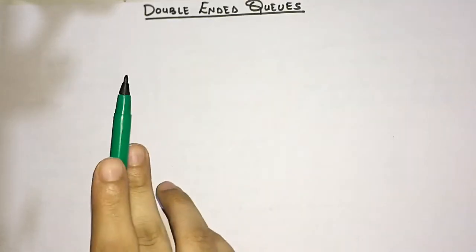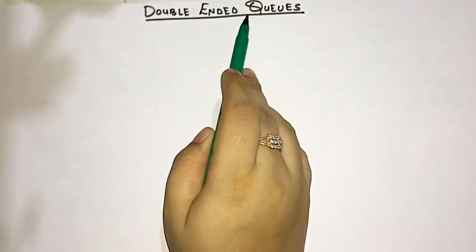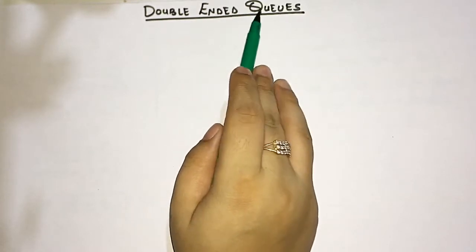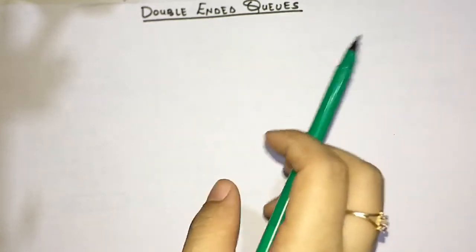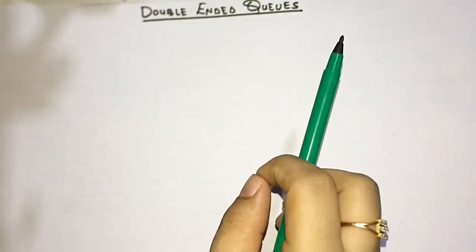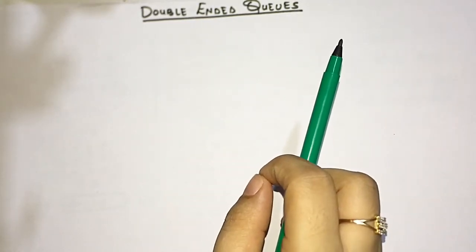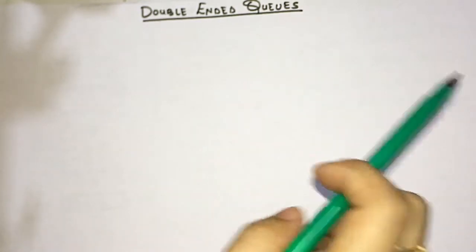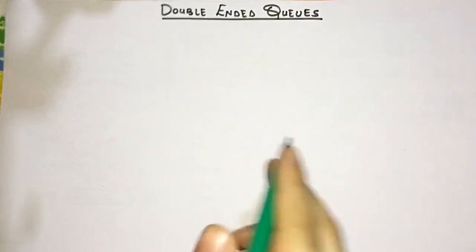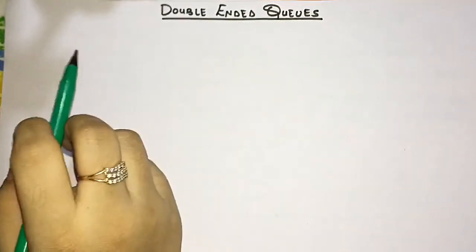In today's video I will be explaining what are double-ended queues, input restricted double-ended queues and output restricted double-ended queues. So basically this is a very important topic yet small. For GATE, a 1 mark question can be asked from this topic. So watch the video till the end. Let's begin. Before understanding double-ended queues, you should know what queues are.